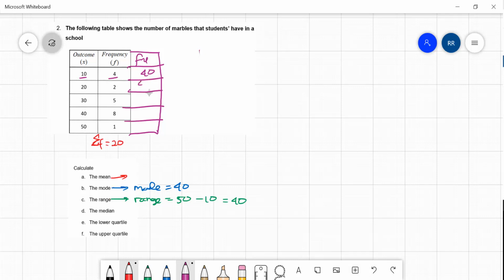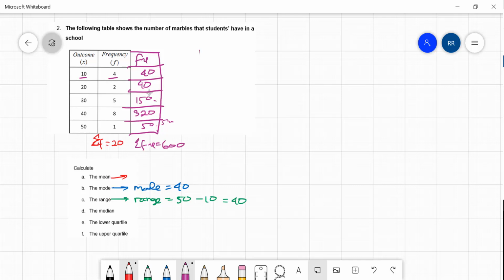And then the next one is 30 times 5, which is 150. And then 40 times 8 is 320. And the last one, 50 times 1, is equal to 50. So this is the sum of 10, this is the sum of 20, and so on. So the total value of the data is 40 plus 40 plus 150 plus 320, and then plus 50. Let's add them. This plus this is 200, this plus this is 420, and then plus 80, it's going to be 600.